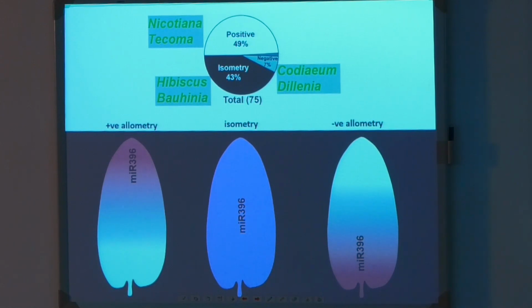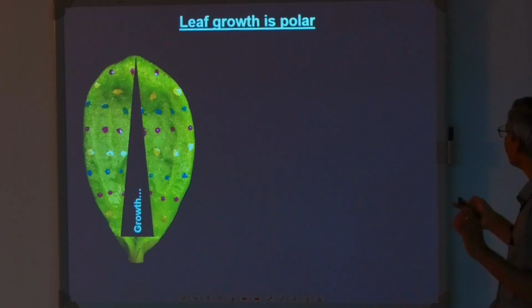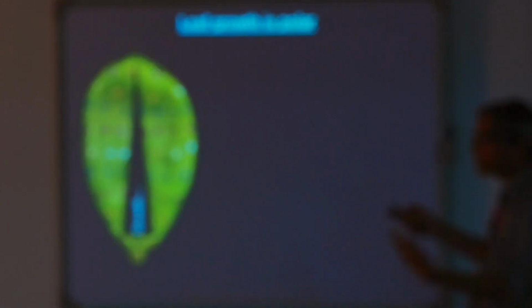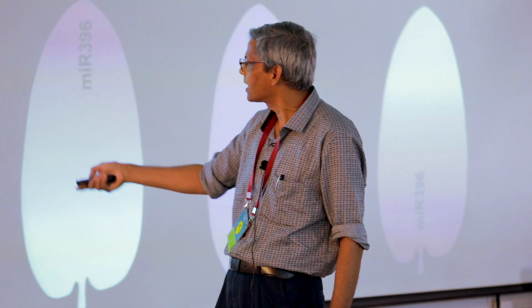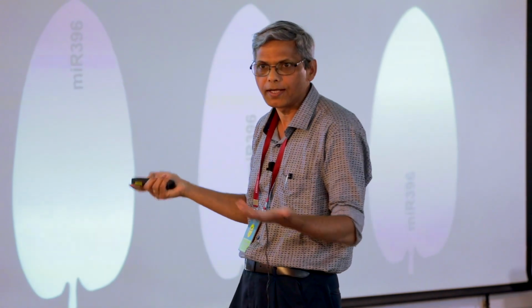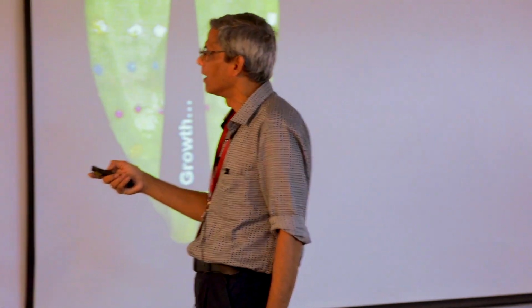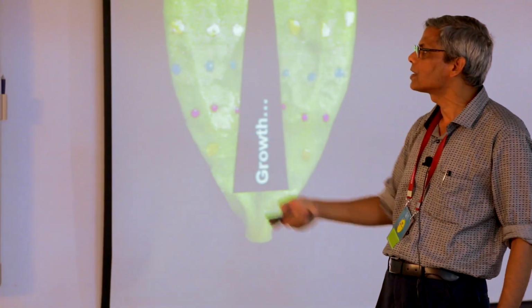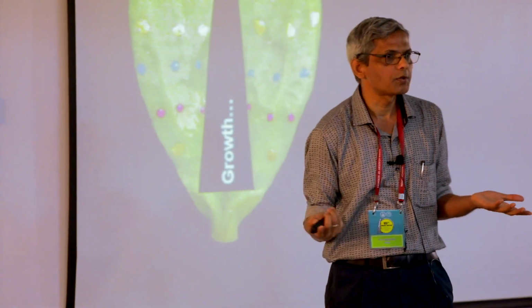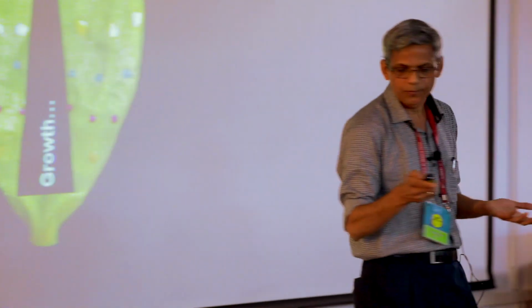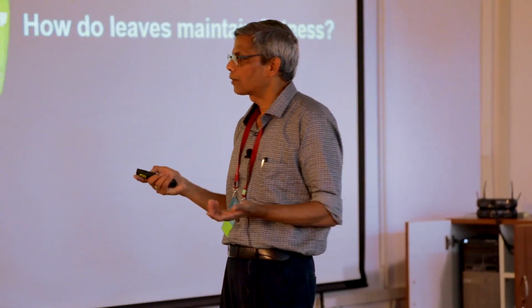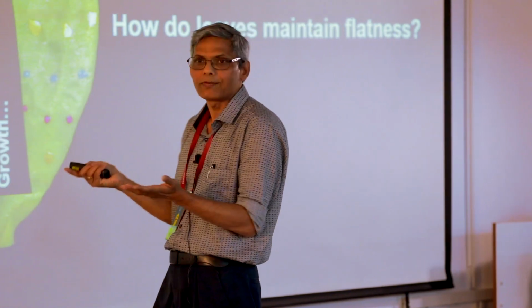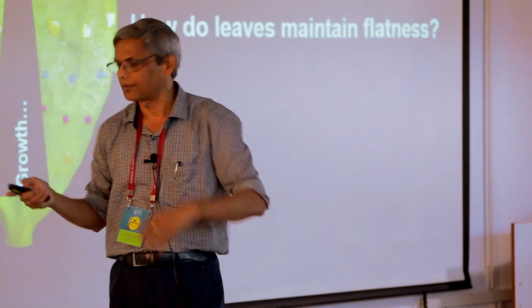So I'll just leave you with one question: if the leaf is growing really differently, for example, this species and these species don't really grow equally, right? They grow non-uniformly, or they grow with a polarity. If one region grows more than the other region, then the leaf shape should change, isn't it? I'll explain this with this cartoon. So the question is how do leaves maintain flatness if one region grows more than the other region?